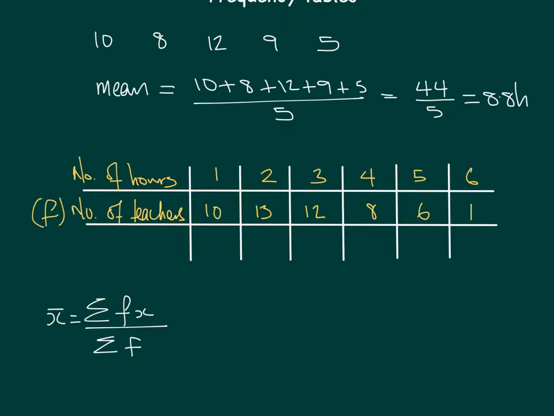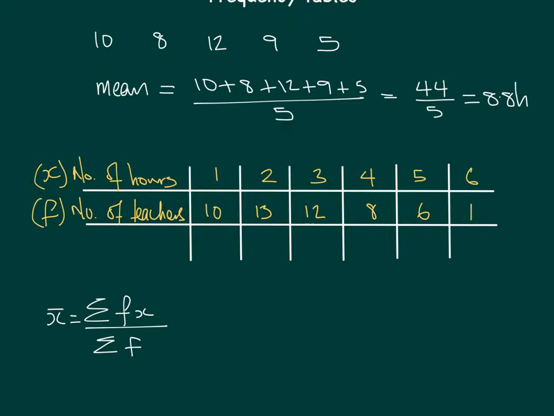Another thing that we need to mention is what this fx business is. So these are my x values up here, my number of hours, okay? And fx actually means f times x. So it will be the frequency times the number of hours up there. In essence, what I'm actually doing is working this part out to get that 44, but in this case it's a lot more than 44 this time.